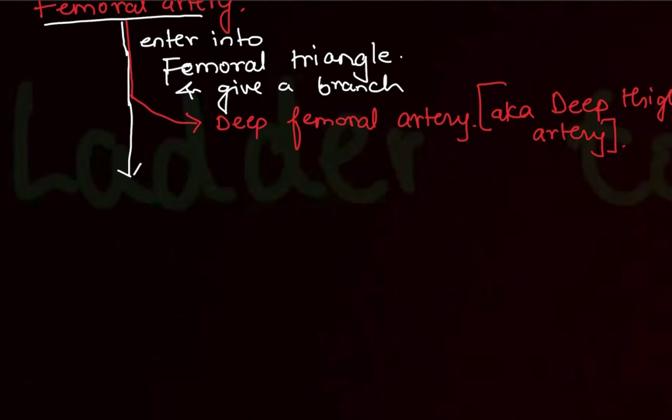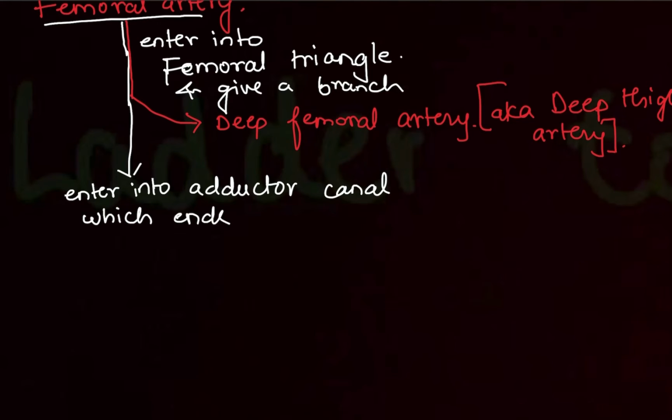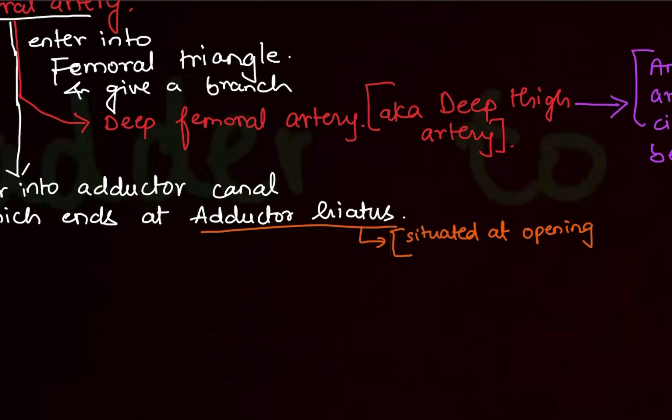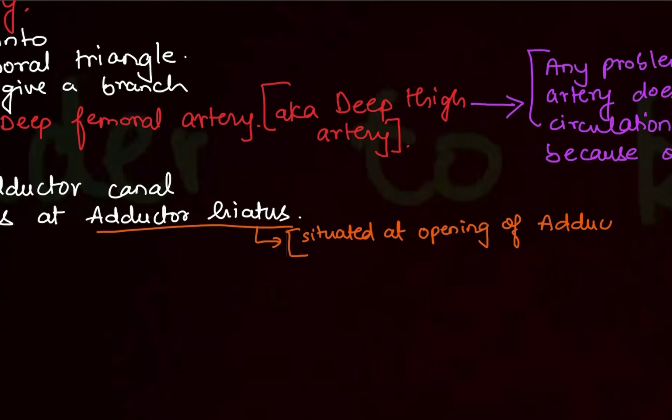Now this femoral artery gave the branch deep femoral artery. Then it will enter the adductor canal, which ends at the adductor hiatus. It will enter the adductor canal, and through the adductor hiatus it will once more come out and supply the lower limb. Now where is this adductor hiatus situated? Write down, hiatus means opening, right? So it is situated at the opening of adductor magnus.